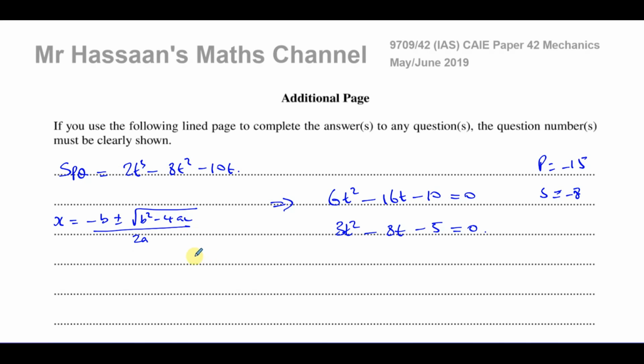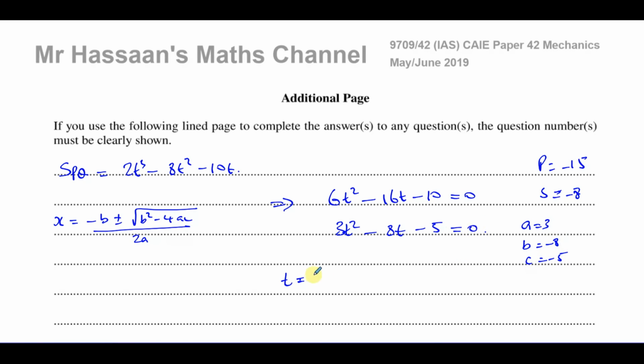So in this case, x is going to be t. And a is the coefficient of the squared term, so a is going to be 3. b is the coefficient of the non-squared term, the minus t, so it's going to be minus 8, and c is the constant, which is minus 5. It must say equals 0, like it does, and then we can proceed.